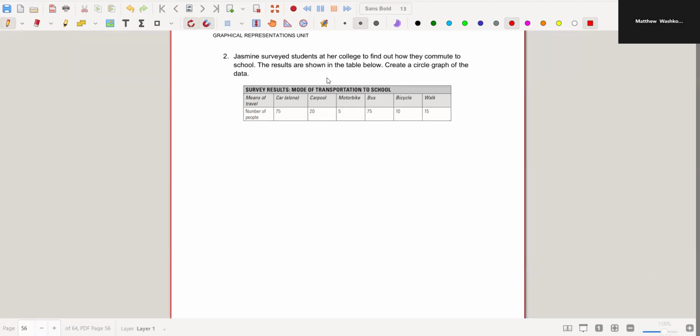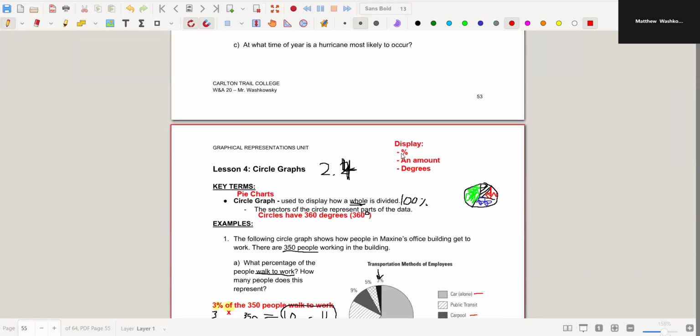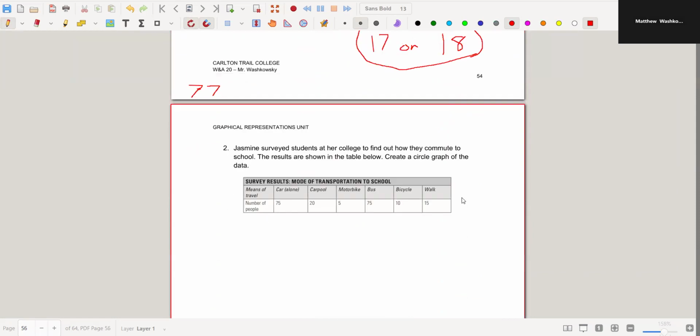So question 2. Jasmine has surveyed students at her college to find out how they commute to school, and the results are shown in the table below. Create a circle or pie chart of it. Remember what I said before: I need to have the percentage, the amount, and the degrees. This here is the amount. If I add these up, 75 plus 20 plus 5 plus 75 plus 10 plus 15, I get 200 people.